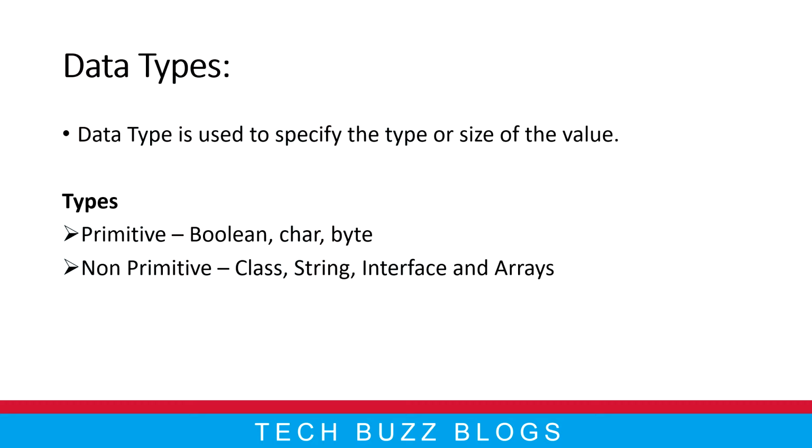Data type is used to specify the type or size of the value. If you want to store some numbers, we have to go for integer. If you want to store some decimal value, then you can go for float or double. And if you want to store some numbers as well as alphabets or special characters, whatever the use case, you can go for a string. So these different data types are there.